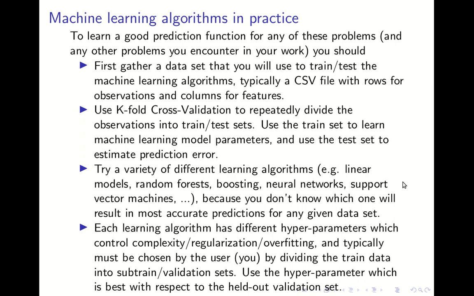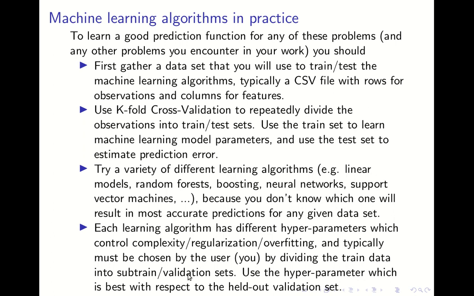And finally, one thing I want to emphasize in this tutorial is that each learning algorithm has different hyperparameters which control complexity or regularization or overfitting. Typically each of these hyperparameters must be chosen by the user, that means you, and they're chosen by dividing the train data into subtrain and validation sets. So what's the point of that?